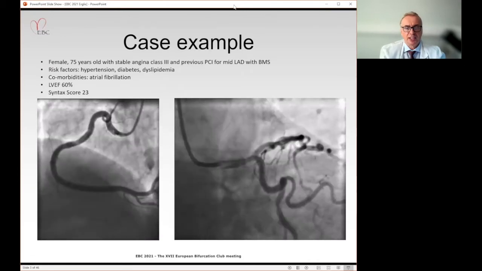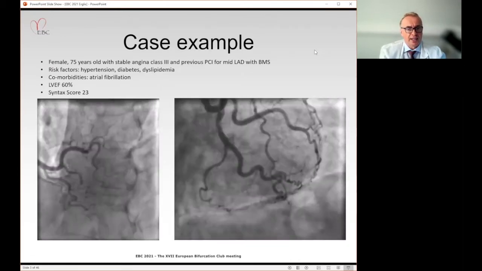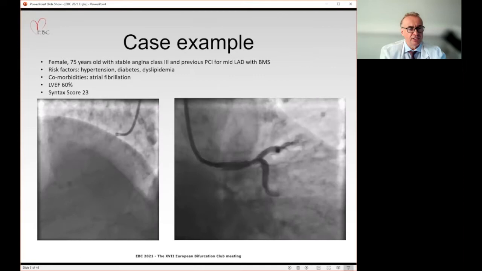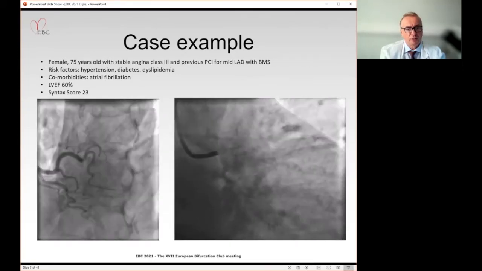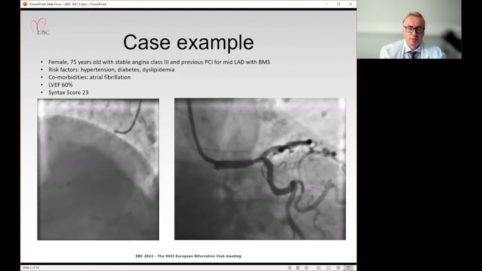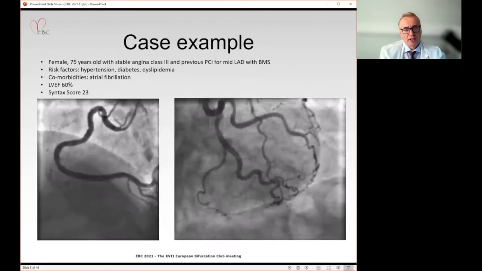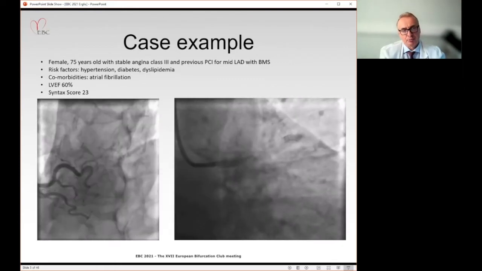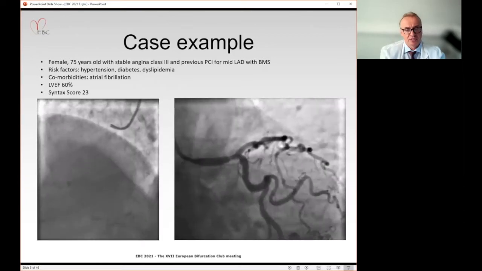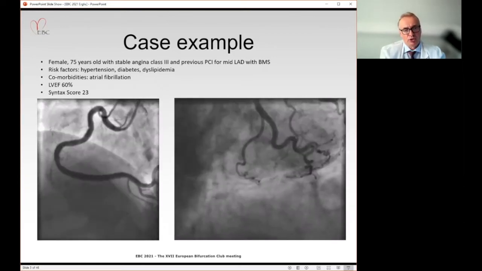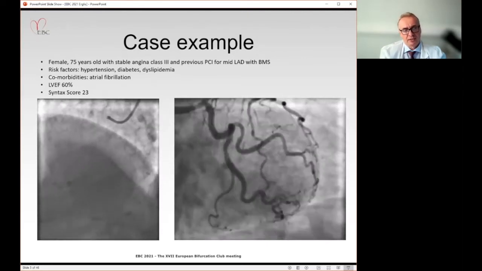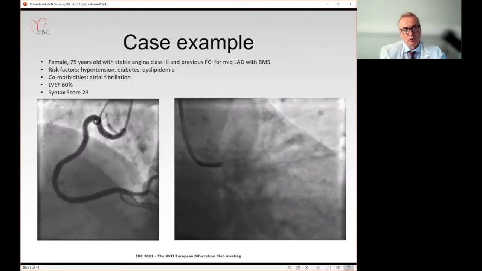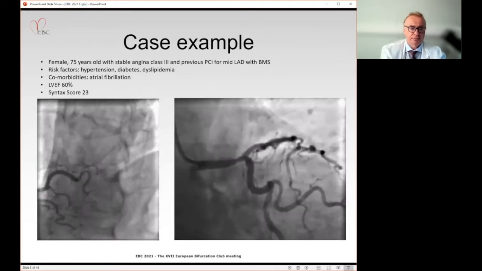As you see here, there is a case example: a female, 75 years old, with stable angina, class 3, and previous PCI for mid-LAD with BMS. I will tell later on why there is a BMS, because actually this is a case which was done more than 10 years ago. And why it is important, because actually around 20 years we do cases like this.